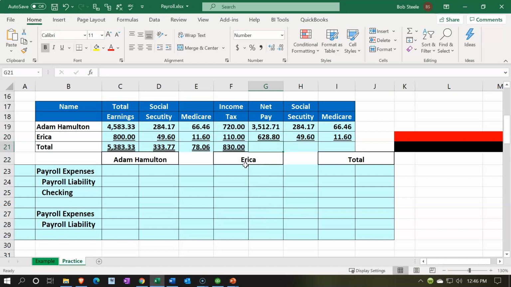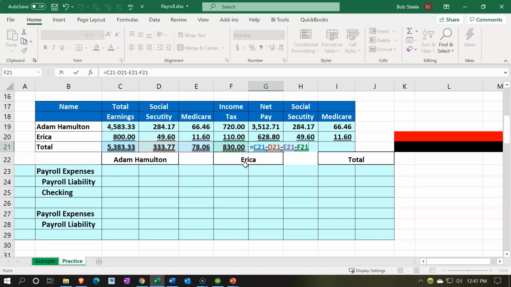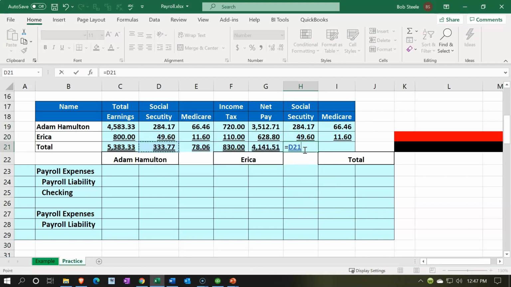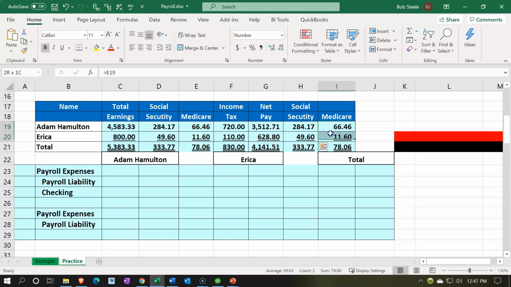The net pay then is going to be equal to this minus the Social Security, minus the Medicare, minus the income tax. So there we have that, which is also equal to the sum of these two. And then the Social Security and Medicare, we could say this is going to be matched, which I can do this way and pick those up, or I can add them up this way. So there we have that.